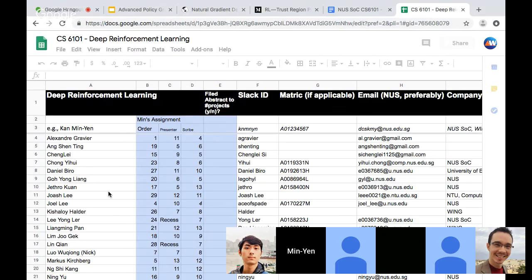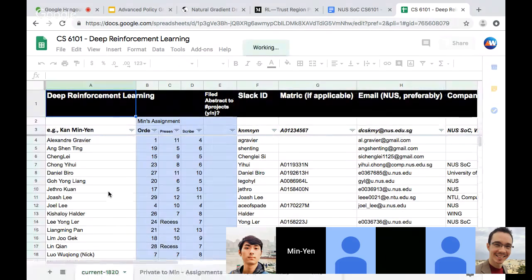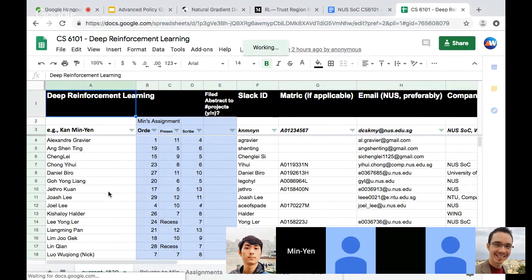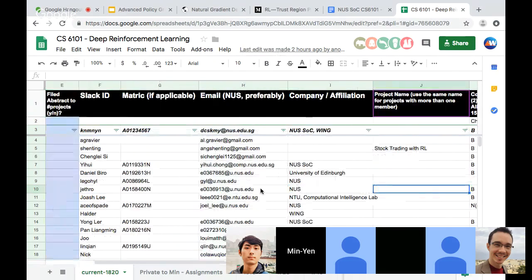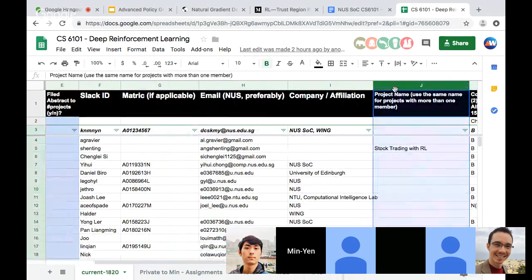So just to remind you, it was due today. So I'll give you until 11:59 p.m. tonight to go to the worksheet and then go to this column. This is column J, and then put in a project title.